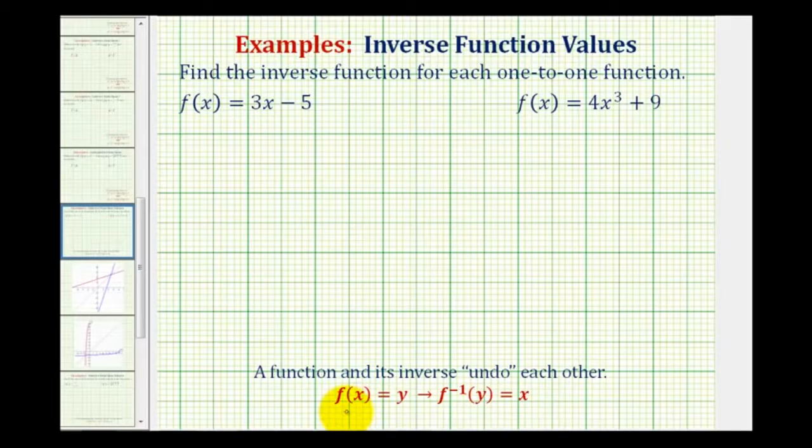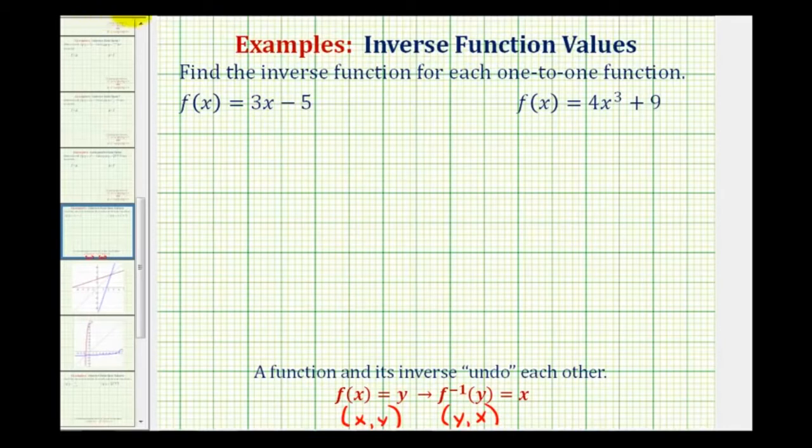So for every point on the function with an x-coordinate of x and a y-coordinate of y, the inverse function would contain a point with an x-coordinate of y and a y-coordinate of x. Notice how if we have a point on a function and we interchange the x and y coordinates, we would find a point on the inverse function. And we can use this idea to help us determine an inverse function given a function.